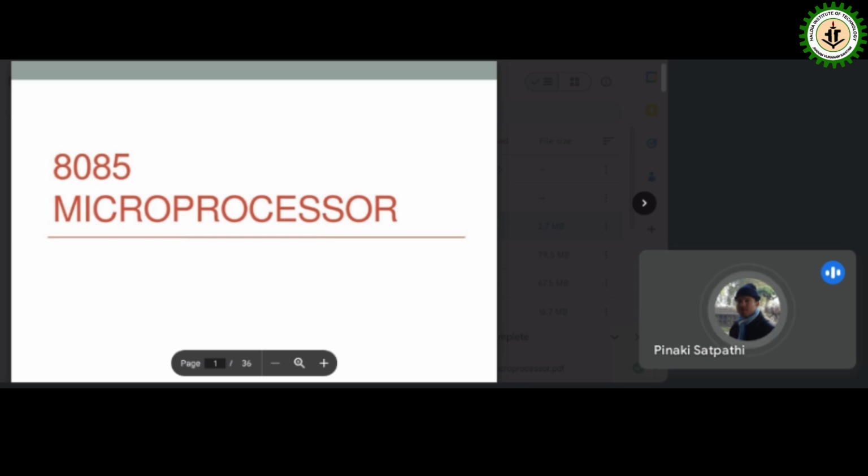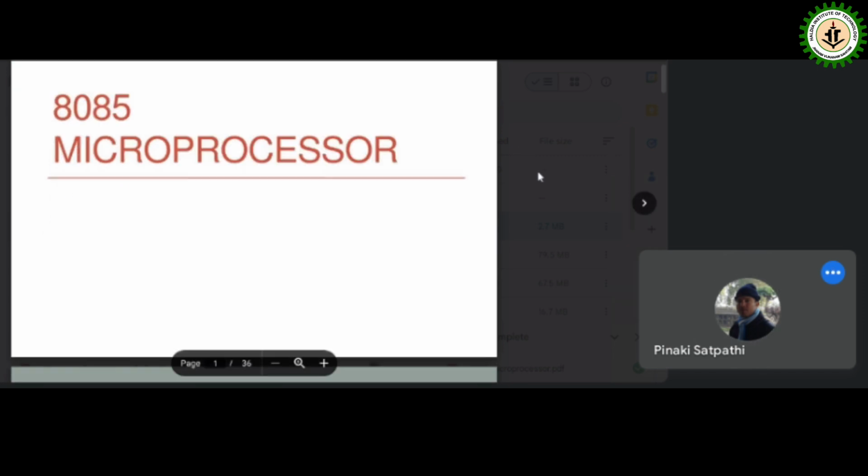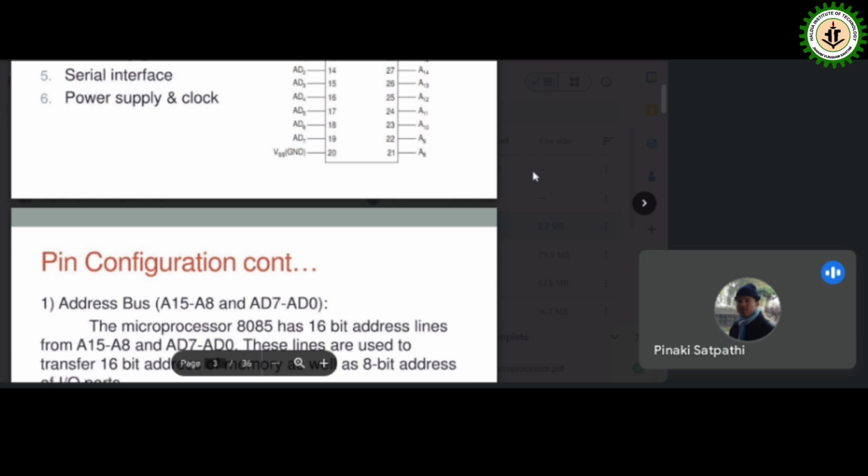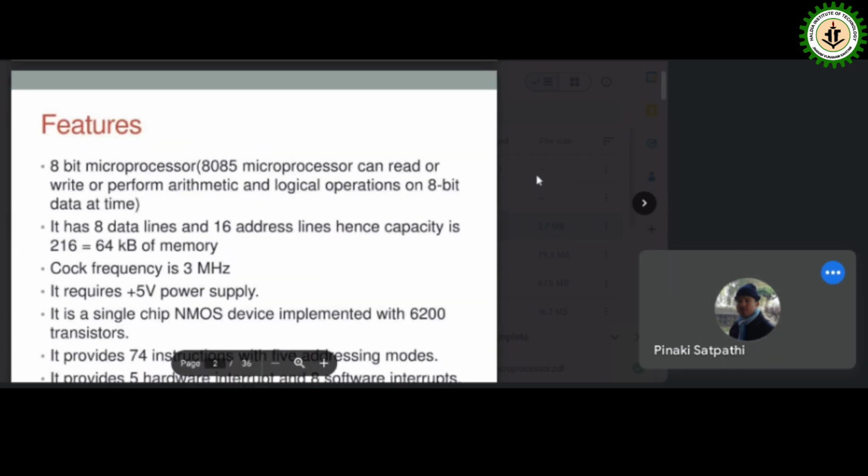So today we will discuss our 8085 microprocessor. This is an 8-bit microprocessor. Then what are the features of our 8085 microprocessor? It is an 8-bit microprocessor. It can read, write, or perform arithmetic and logical operations on 8-bit data at a time. In the 8085 microprocessor, we have an 8-bit data bus and a 16-bit address bus. So the total memory size of the 8085 microprocessor is 2 to the power 16, which equals 64 kilobytes of memory.